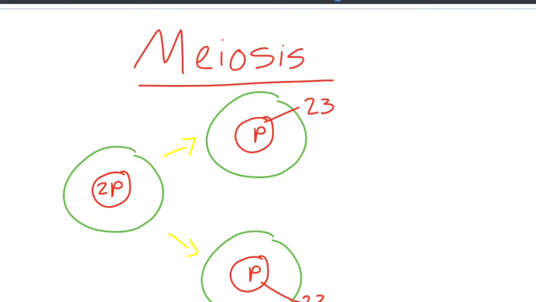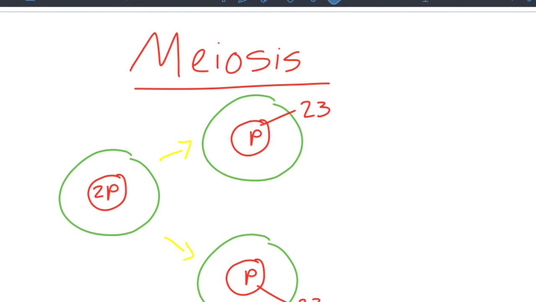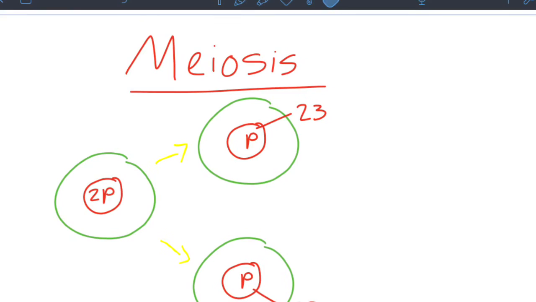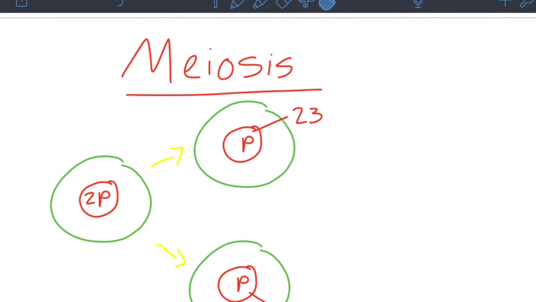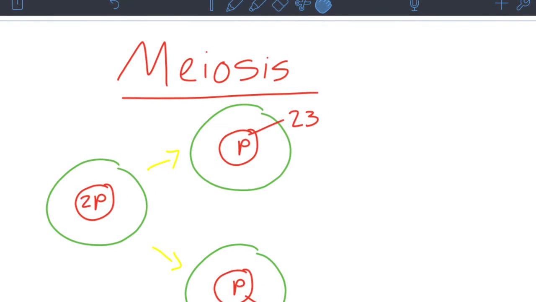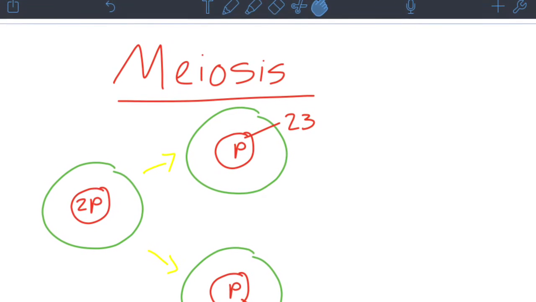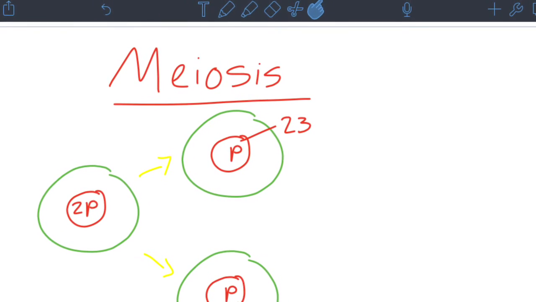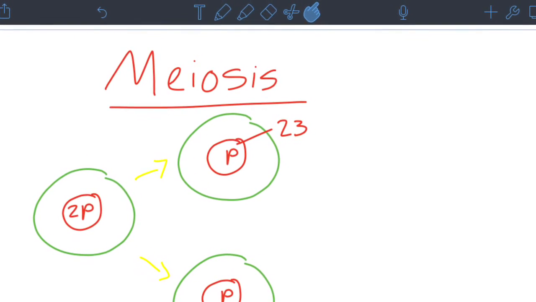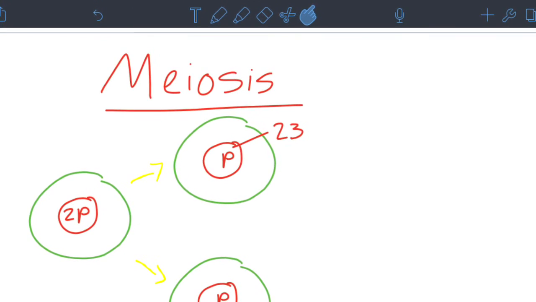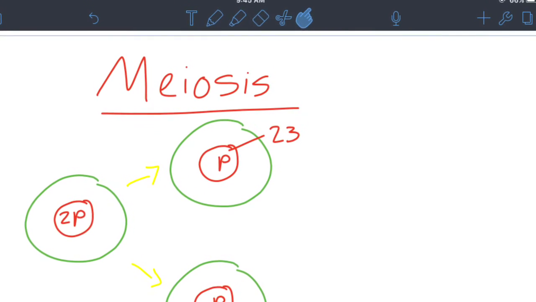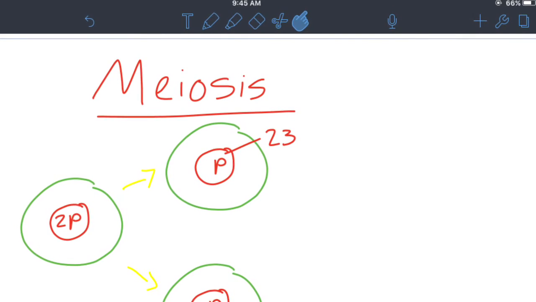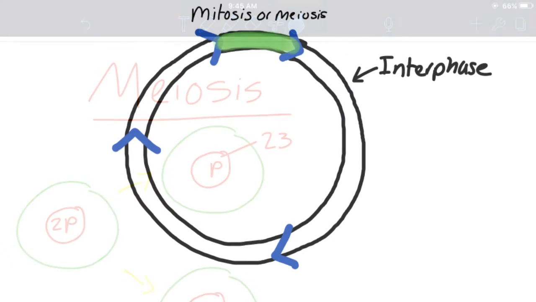A sex cell starts out with 46 homologous chromosomes, but during the phase of meiosis, these 46 homologous chromosomes split into two different sets of 23 chromosomes. In the picture above, you can notice that the 2p is now changing to 1p for each single cell, and this is important because it's the first phase of meiosis.